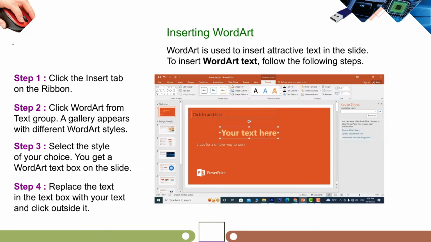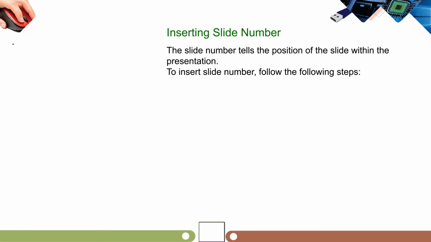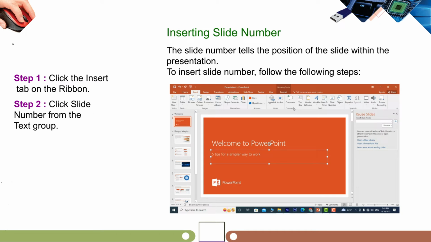Now students, our next topic is inserting slide number. The slide number tells the position of the slide within the presentation. To insert slide number, follow the following steps. Step 1, click the Insert tab on the ribbon. Step 2, click slide number from the Text group.